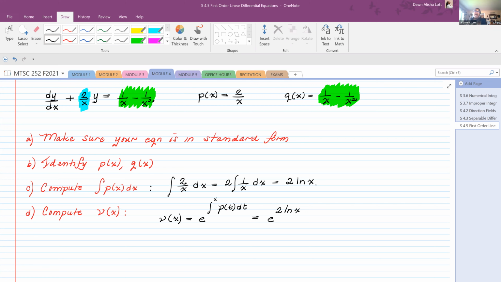Can anybody else simplify it? What about the properties of logs? Remember the power law for logs? That'd be 2x. Okay, so I'm going to write it as e to the natural log of x squared, because the power law says I can take this 2 and make it a power of x. And then e and log are inverse functions, so the only thing I get for nu is x squared.